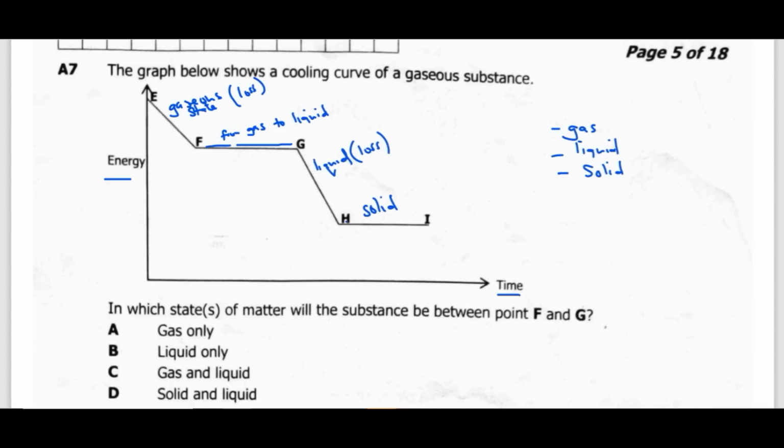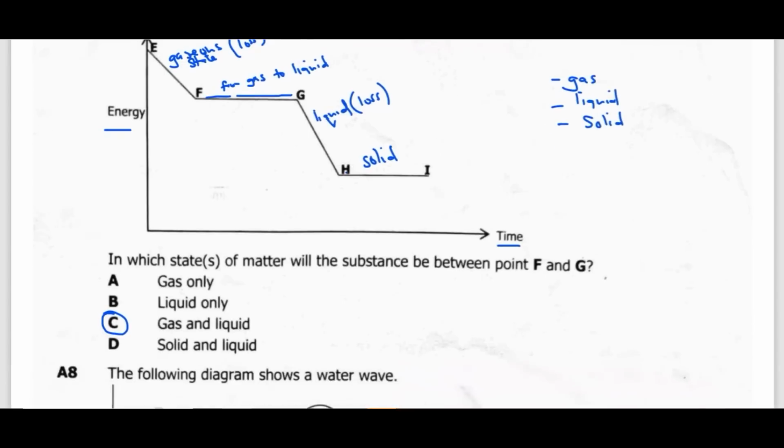So now the question: in which states of matter will the substance be between point F and G? Point F and G. What is the answer here? The answer is gas and liquid. So that is the answer.